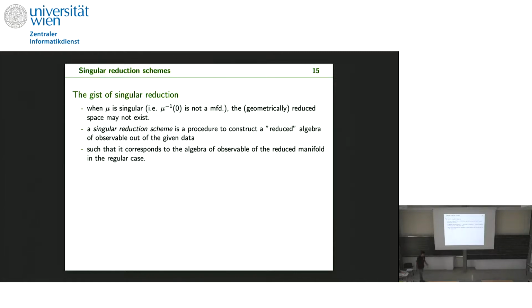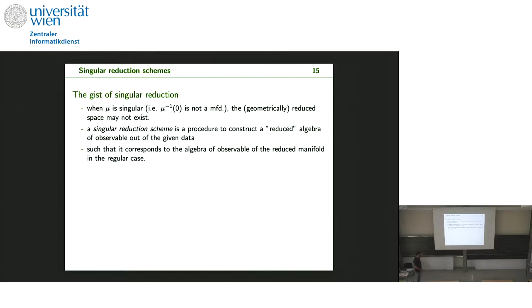But we don't want to construct just any general object. We want this object to be compatible with the regular case. So in particular, it's important to ask that the corresponding reduced algebra of observables has to correspond to the algebra of observables of the reduced manifold when 0 is a regular value, so as to agree with the regular construction.